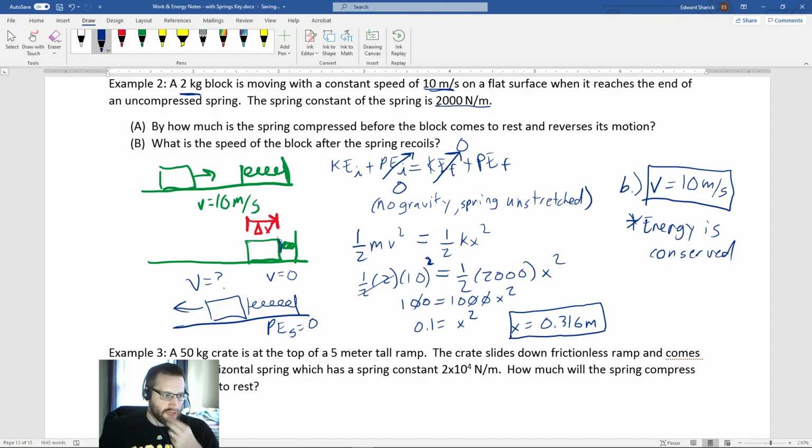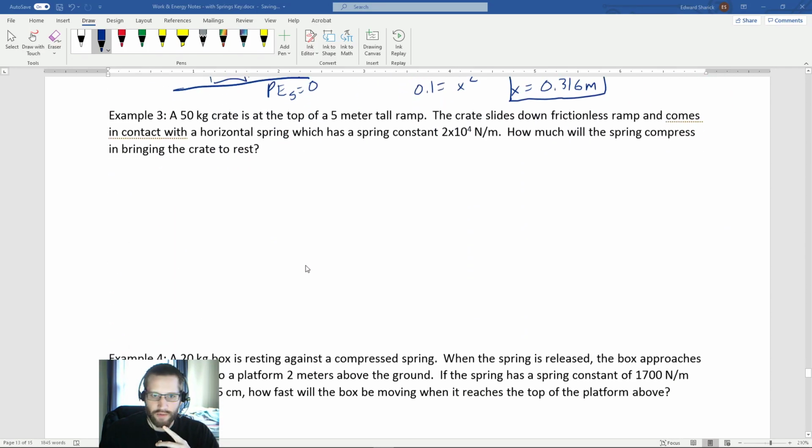All right, so hopefully that's making sense so far. I've got 2 more examples to look at that involve gravity as well. So we're going to get a little bit more complicated here.